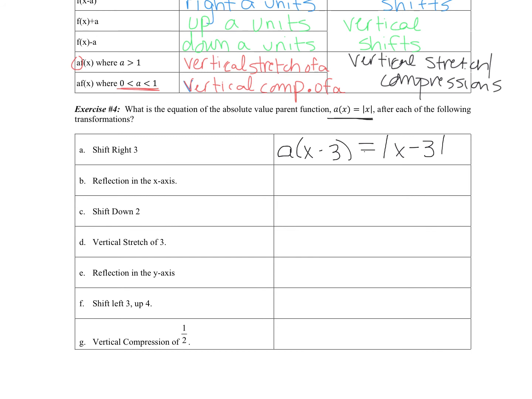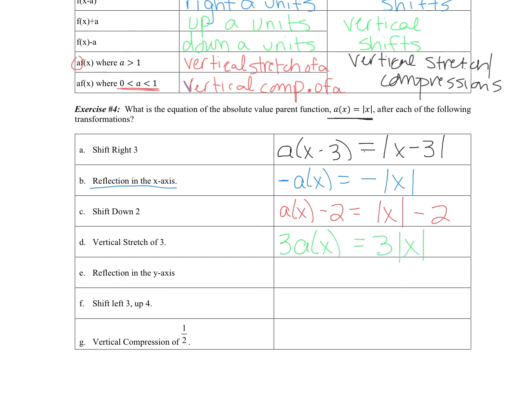And if you go back to the previous lesson, that's kind of where we went over how to plug things in for x if you need to look at that. We're not simplifying. You really can't do a lot of simplifying with absolute value anyway. Reflection in the x-axis. So this is the opposite, right? I need negative a of x, as in making the y value negative, not the negative on the x. So this is negative absolute value of x. A shift down 2 would be a of x minus 2. So that's the absolute value of x minus 2. A vertical stretch of 3 would be 3 times a of x. So 3 times the absolute value of x.